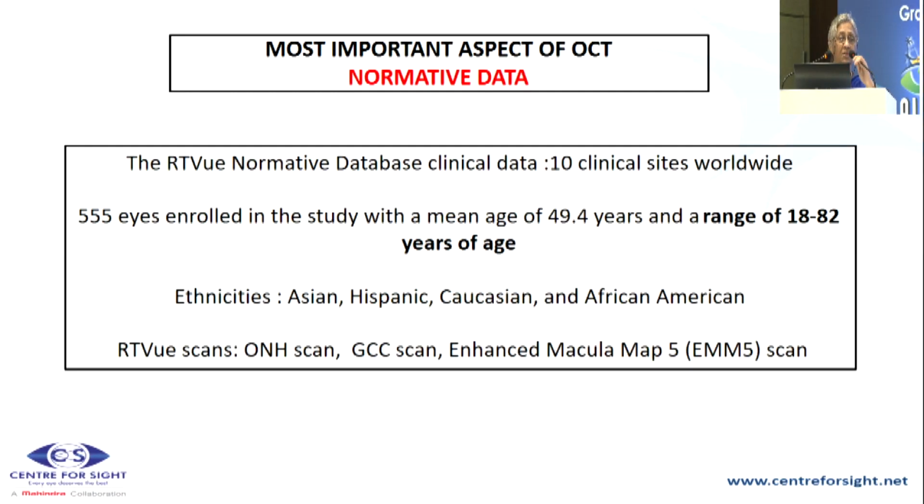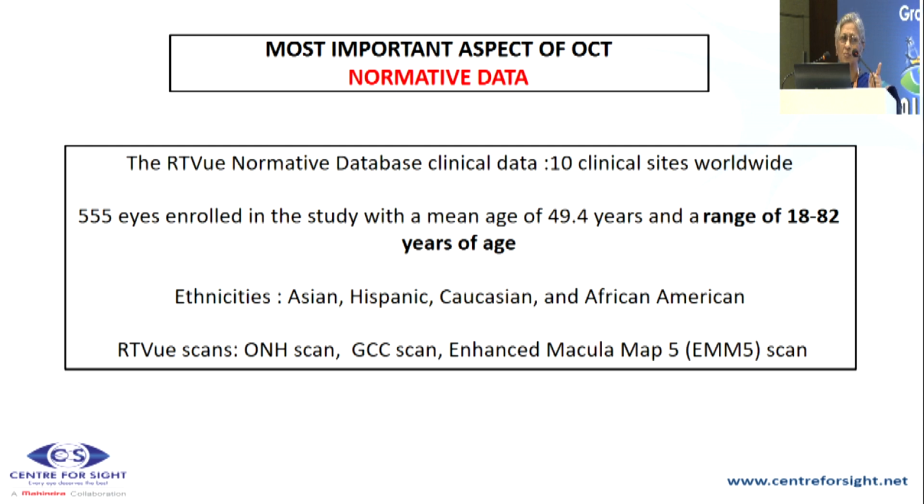The most important thing I feel whenever anyone is buying any OCT is to check what is the normative data. So in the OCT which we are using and which I'm going to describe in detail to you all, it is the RTVue. This was the first OCT which had come up in the United States, and it's used extensively in India too. It has a very good database, clinical data from approximately 10 clinical sites worldwide. There were 555 eyes enrolled in the study. Mean age was 49.5. Range was between 18 to 82.